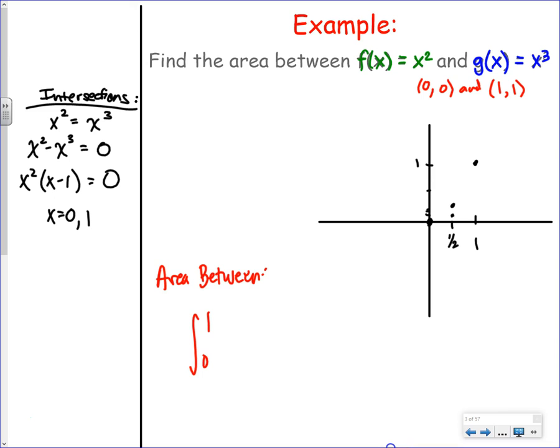Oh, who's on top? X squared's on top. So x squared's going to be going like that. X cubed's going to be going like that. Ooh. How did I know? Well, I plugged in 1/2. And x squared was a 4th. X cubed was an 8th. All right, well, fine. X squared's on top. So that's one way of doing it. You could throw in the x squared first in the subtraction, and then we have x cubed.